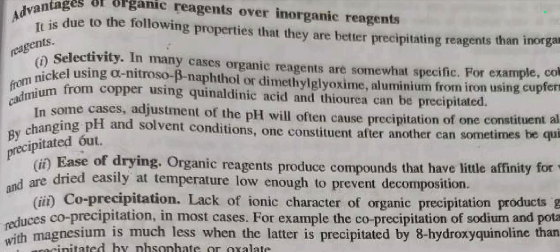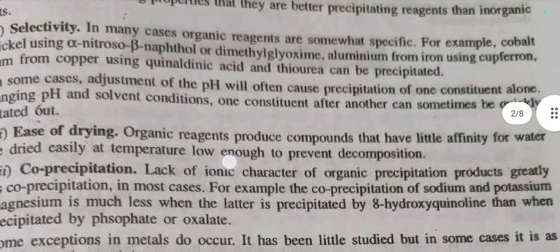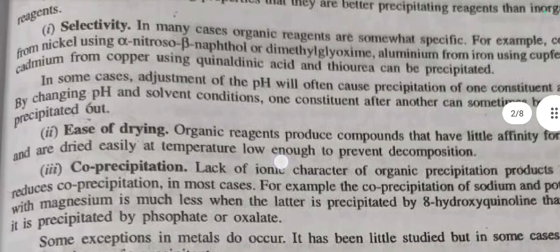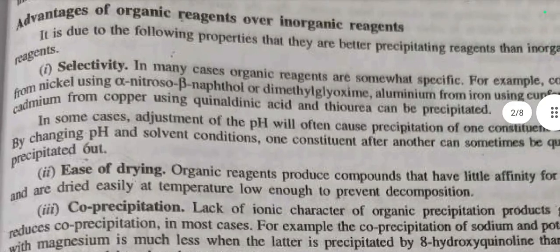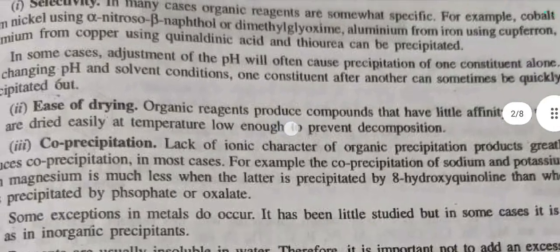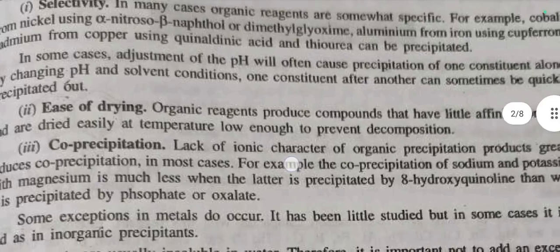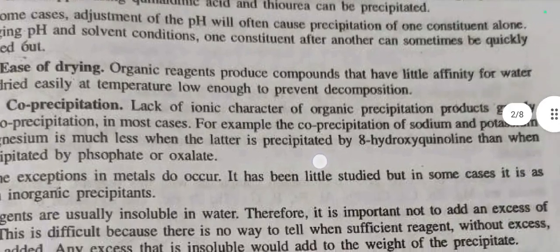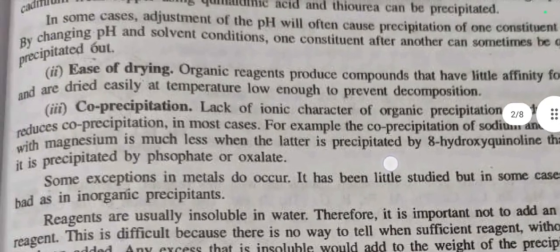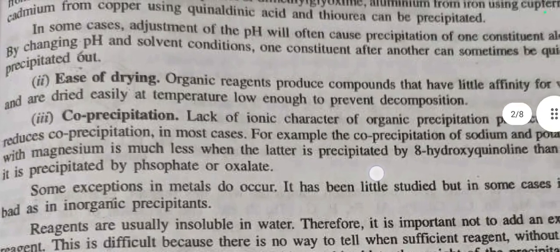In some cases, adjustment of the pH will often cause precipitation of one constituent alone. By changing pH and solvent condition, one constituent after another can sometimes be quickly precipitated out. Second, ease of drying. Organic reagents produce compounds that have little affinity for water and are dried easily at temperature low enough to prevent decomposition.